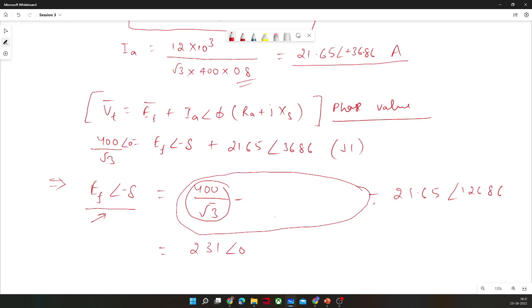Since resistance is not there, I proceed like that. If I had done it like that in GATE, I would have lost 2 marks. So make sure we do not make this kind of mistake.